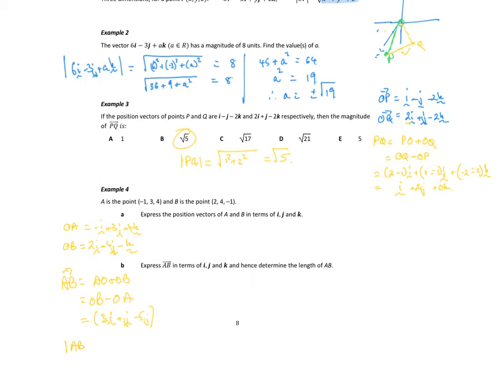So the magnitude of AB is equal to the square root of 3 squared plus 1 squared plus negative 5 squared. Obviously, we're squaring everything, so the negatives will always disappear. 9 plus 1 plus 25, isn't it? Which is equal to the square root of 35. So there's our magnitude, that's the length of that vector.